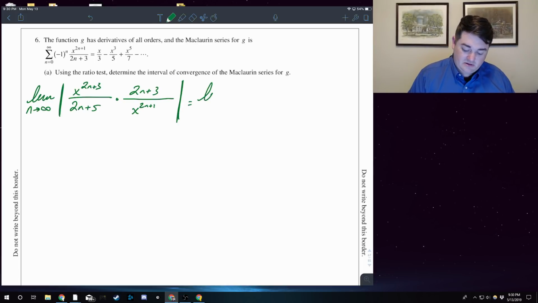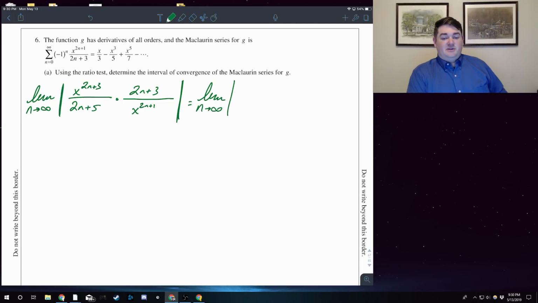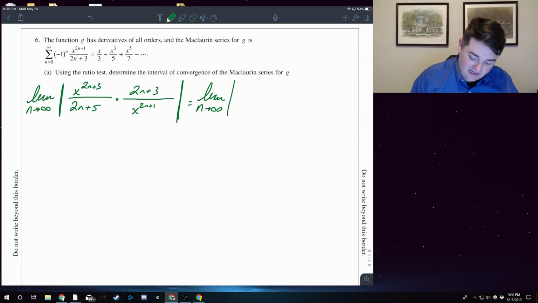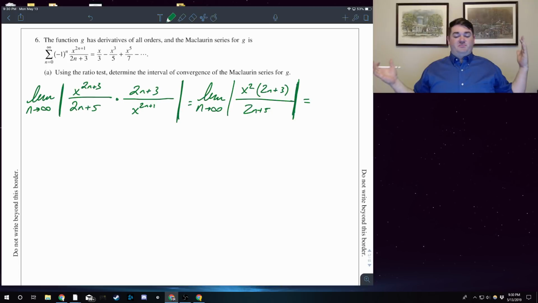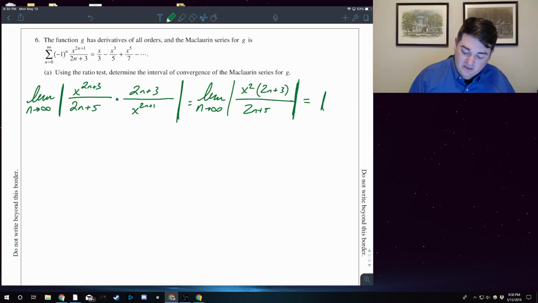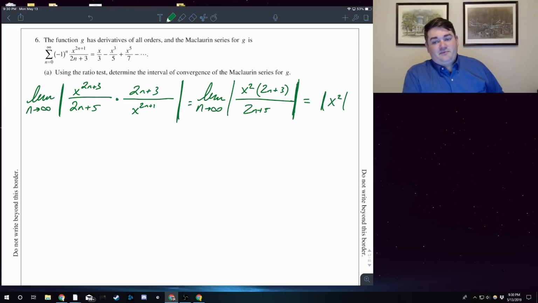Well, not every time. If it doesn't, though, you probably used the wrong test. Limit as n goes to infinity of, all right, how many x's do I have left over? Looks like I've got 2 more x's on top. So I've got x squared times 2n plus 3 over 2n plus 5. I don't want to belabor this point too much. This is what in my class we call EATS DC, the same relative growth rate, divide the leading coefficients, whatever you want to call it. This limit evaluates to x squared in absolute value.